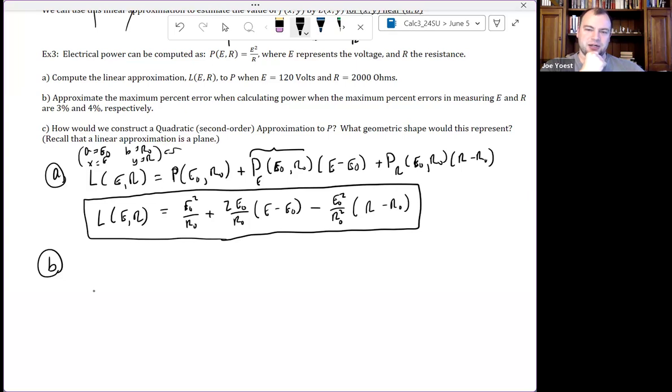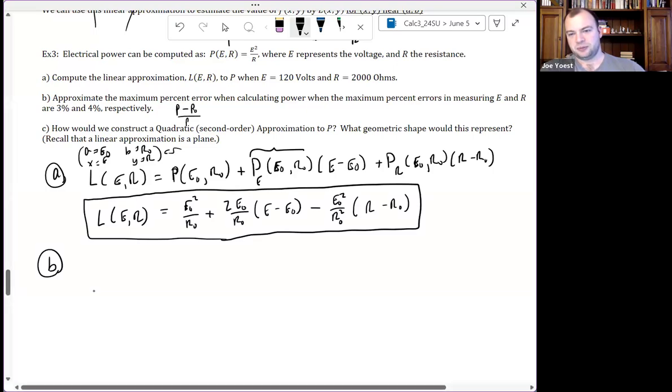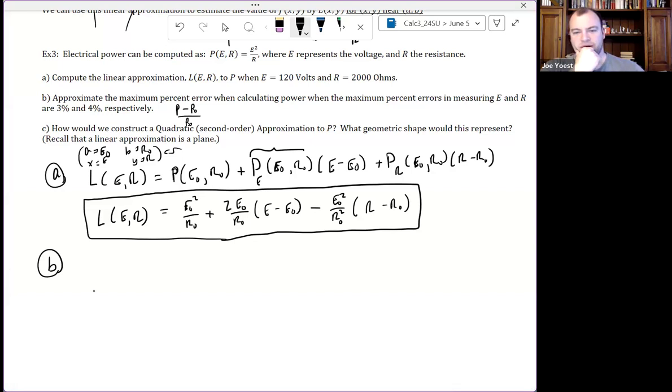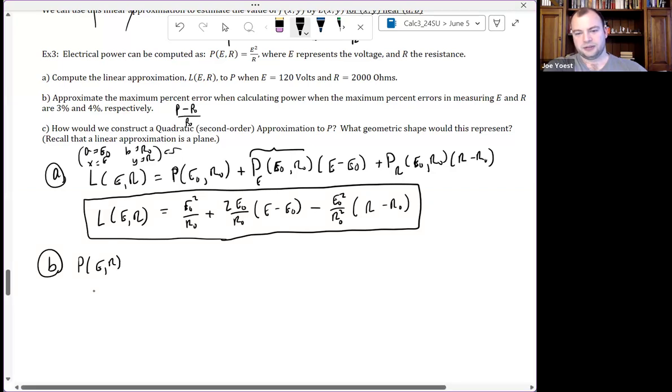I want percent error. So what's percent error in, say, power? It's something like P minus P naught over P naught, right? That's percent error, relative error. Well, I know that P of E comma R is approximately L of E comma R, right? Or P of E comma R is approximately P of E naught, R naught plus all of this other stuff.